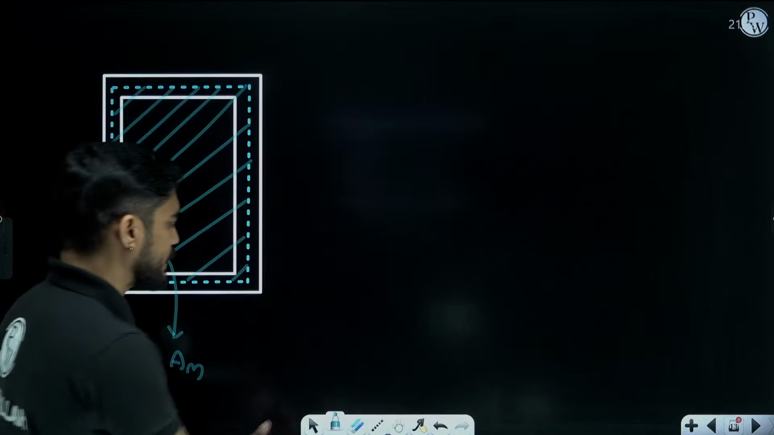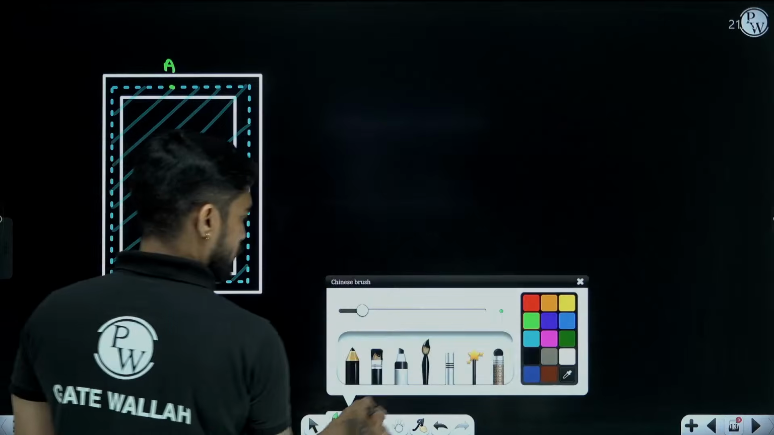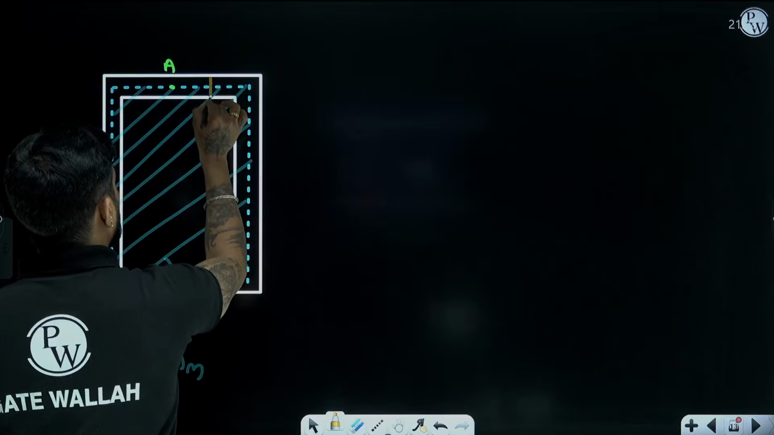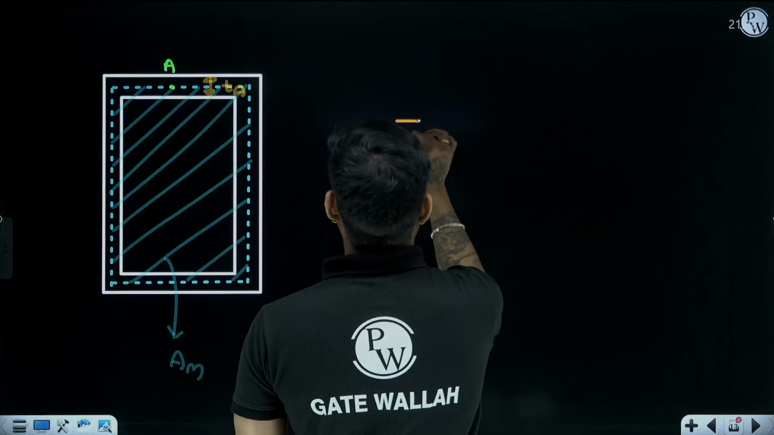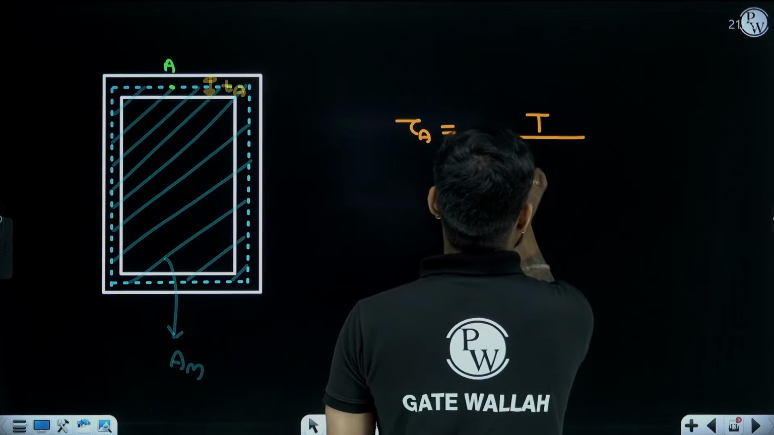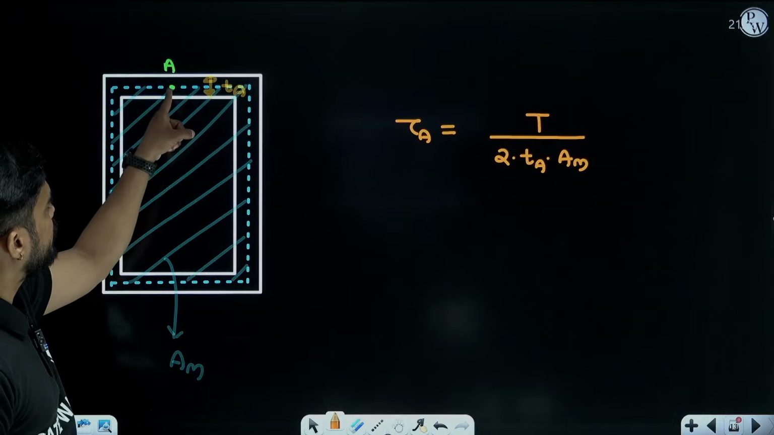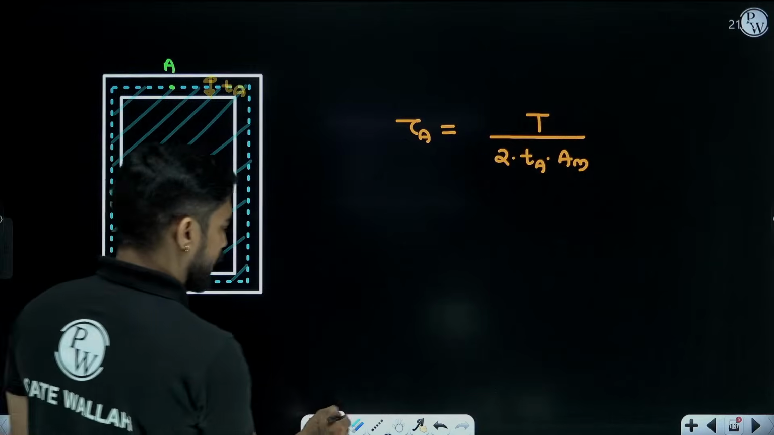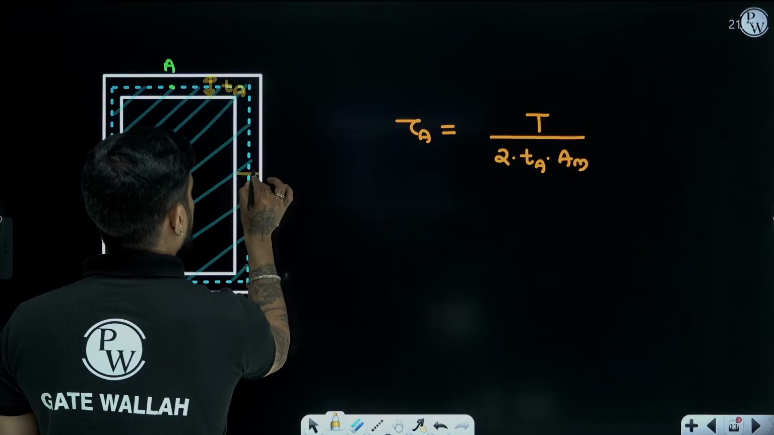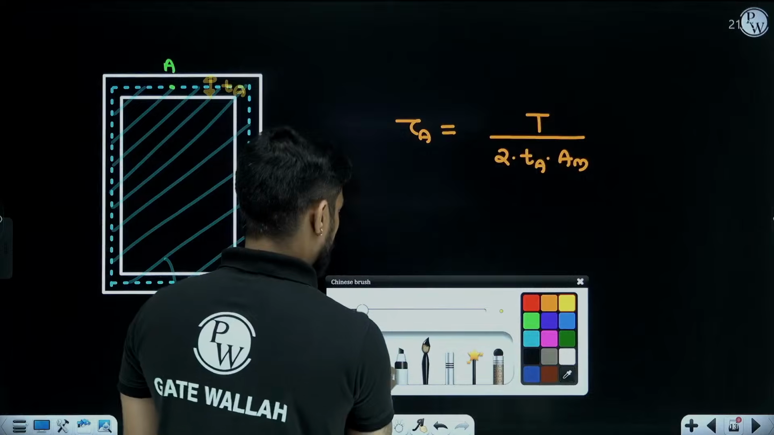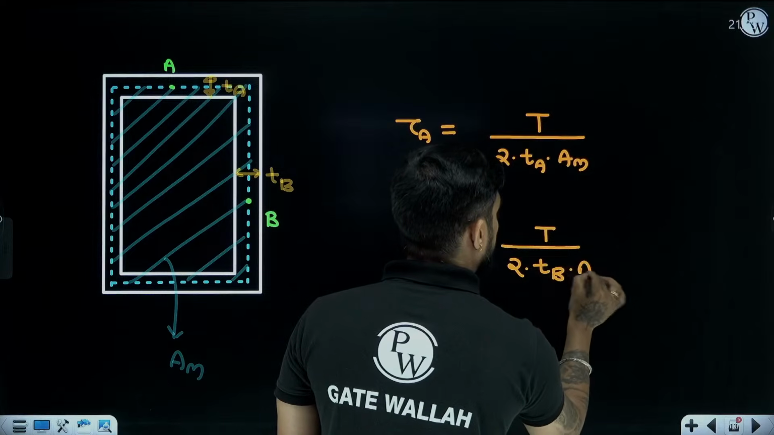Now let's say you want to find stress at this point. Let's say this is point A. If you want to calculate stress at this point, you will put this thickness, let's say this is tA. So what will be your formula? Tau at point A will be equal to T upon 2 into tA into Am. If you are calculating stress at another point, let's say this is point B, you will put this thickness, tB. So now your formula will become tau at point B equal to T upon 2 into tB into Am.